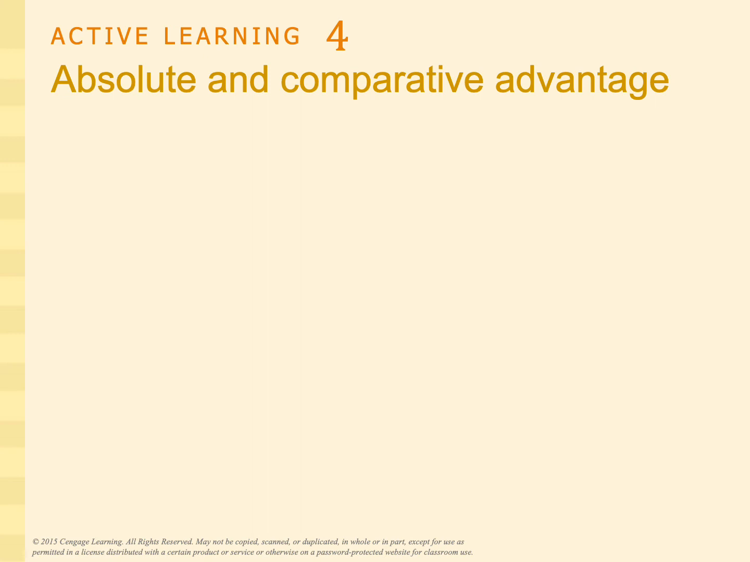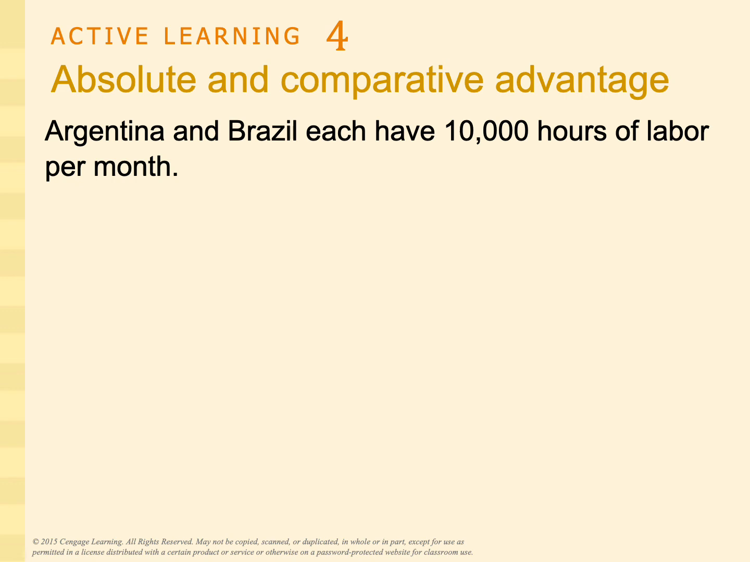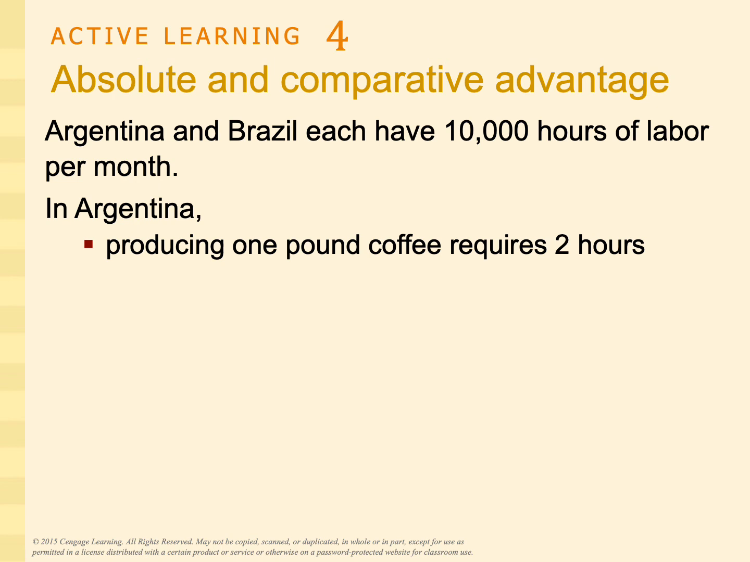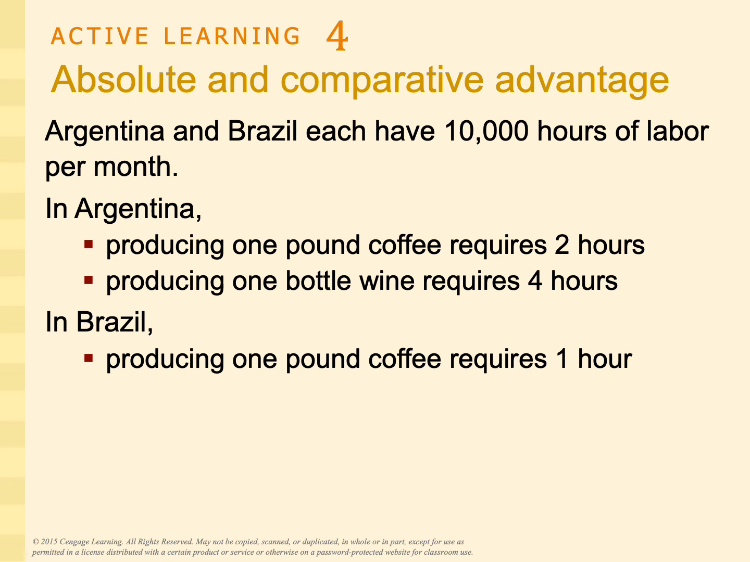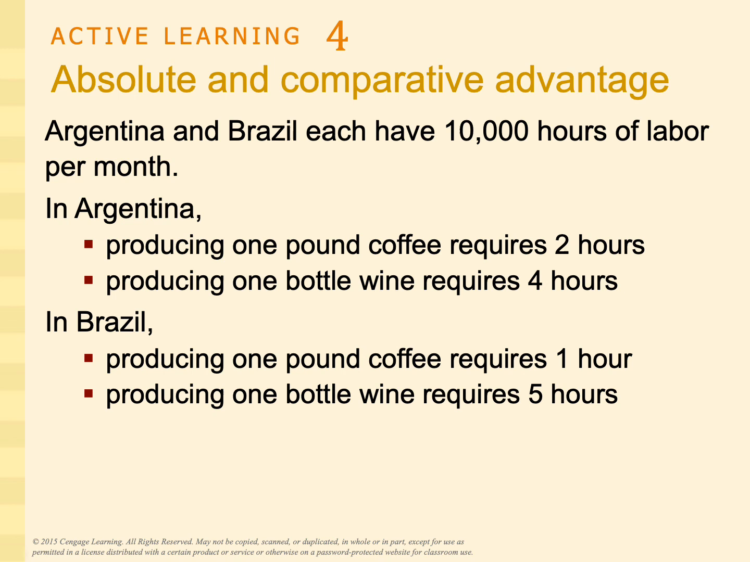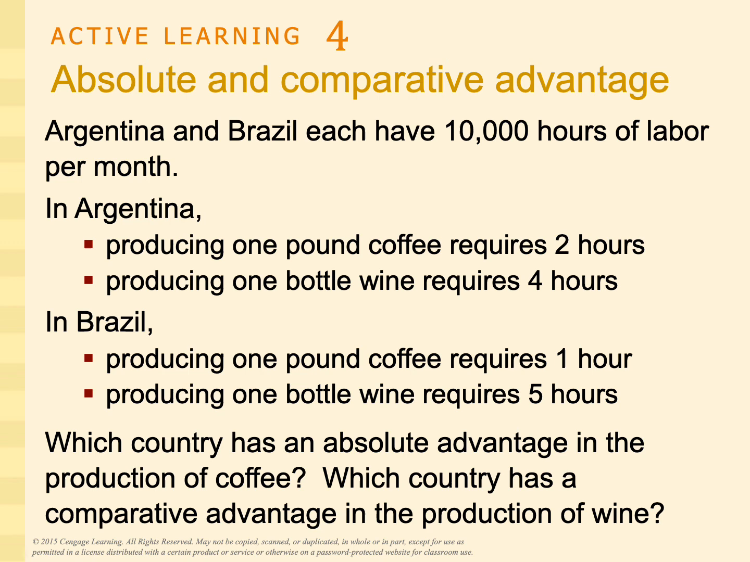All right, let's do one more active learning exercise here. So just to get some practice with these things, let's assume that Argentina and Brazil both have 10,000 hours of labor per month, and in Argentina, producing 1 pound of coffee requires 2 hours, while producing 1 bottle of wine requires 4 hours, and in Brazil, producing 1 pound of coffee requires 1 hour, and producing 1 bottle of wine requires 5 hours. Now, given that information, answer these questions. Which country has an absolute advantage in coffee, and which country has a comparative advantage in wine? So go ahead, pause the video, and answer these questions.